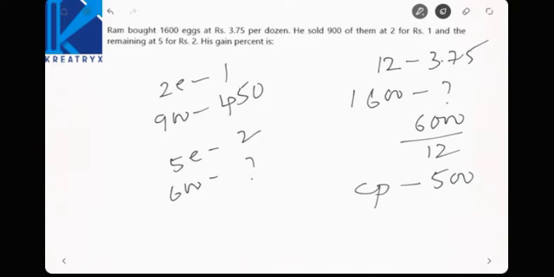See here, 600 into 2, 1200 divided by 5, 240 rupees. So 600 eggs is sold at 240 rupees. Now his total selling price is 450 plus 240, that is equal to 690, right? Selling price, see here. Okay, now what is the gain? It seems gain percentage, he earned 190 rupees as profit, right? Profit is 190.